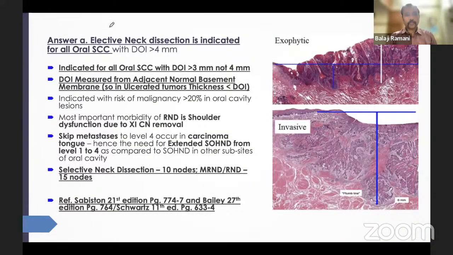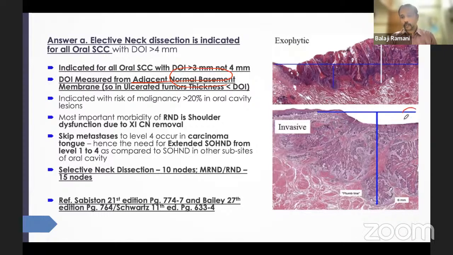Right. So, some of the other factors on pathology. Let us look at this now. Elective neck dissection is indicated for all cases where the depth is more than 3, and this is an important point for measurement of depth. So where do you measure it? It is from the adjacent normal basement membrane. You take the normal tissue at the edge of the tumor, take the basement membrane, and that is one line which is drawn.